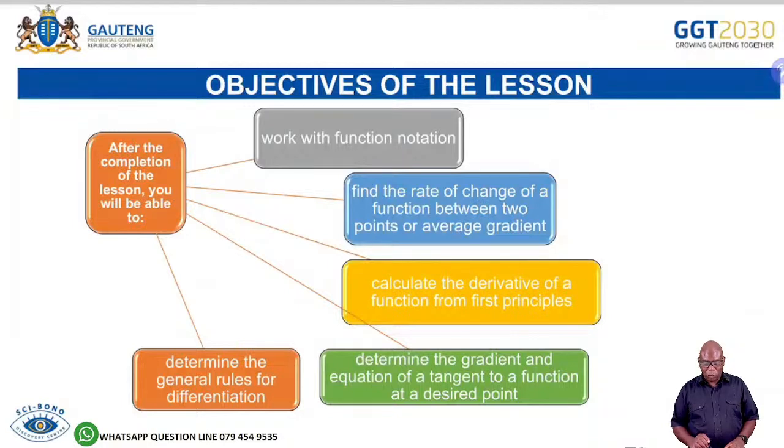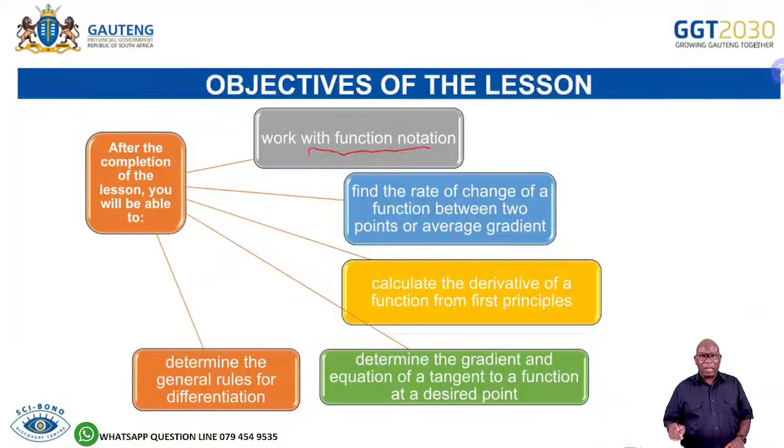We must be able to work with function notation. If we are able to work with function notation at the end of this lesson, then we'll be able to do some of the things in calculus. We must be able to find the rate of change of a function between 2 points. I'm stressing the 2 points, or the average gradient. So the average gradient between the 2 points is what we will also need to find.